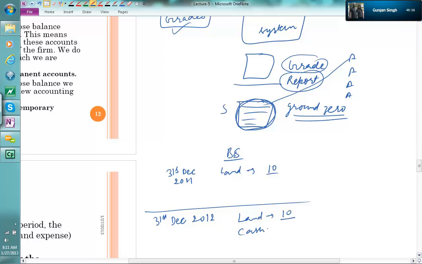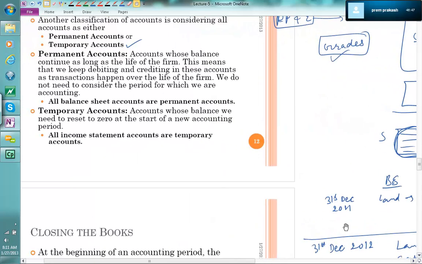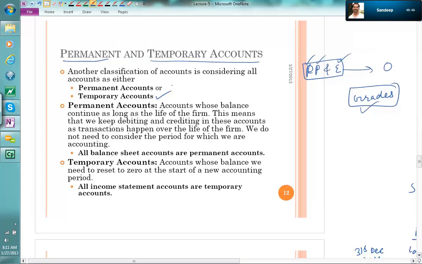Similarly, if you have cash, what is the cash at any particular point of time, or in the next period? If you look at all the balance sheet accounts, all of them are permanent accounts. And since the income statement is for a particular period, at the beginning of the period the balance in each of the income statement accounts should be zero. Okay ji? So all of them are temporary accounts. Okay, so let's look at the formal definition of a permanent account.